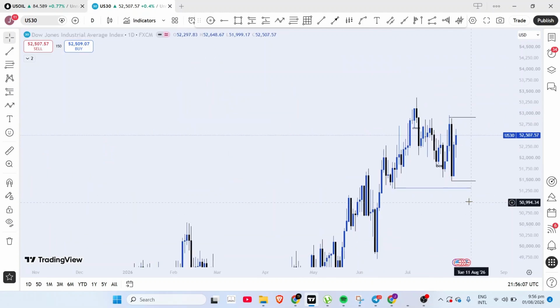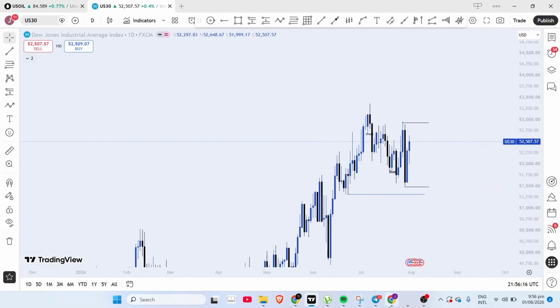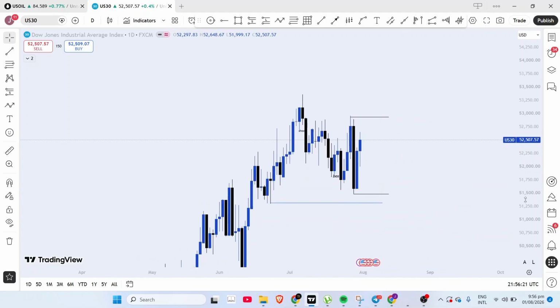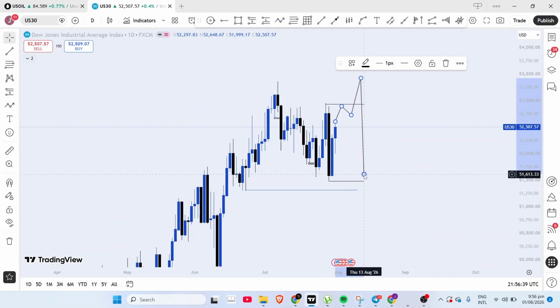What do we have? So our range is still intact on US30. I marked this range out last week during the week, so we haven't broken out of the range yet. So as you can see, either we keep going higher, or we come lower.